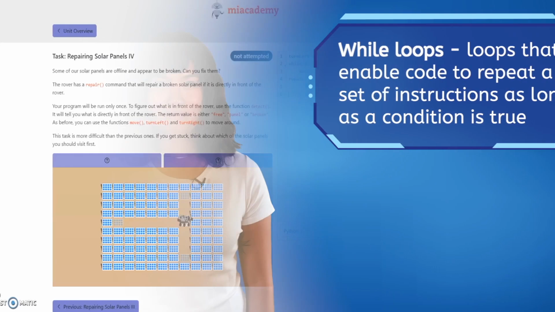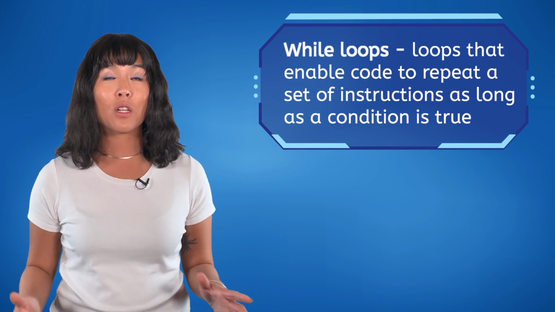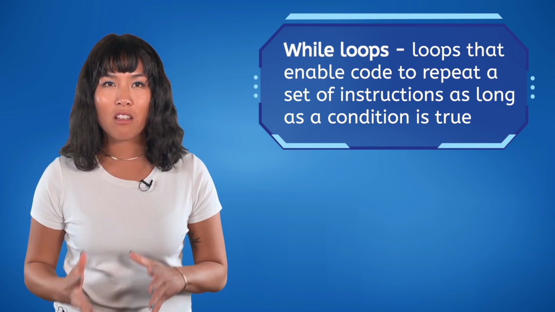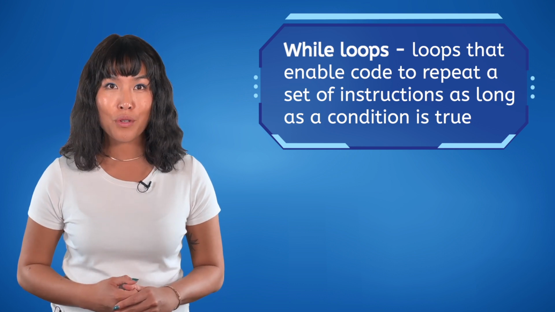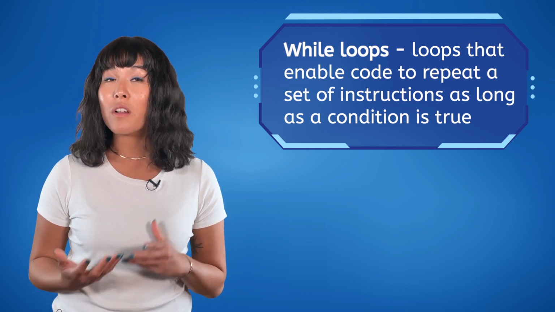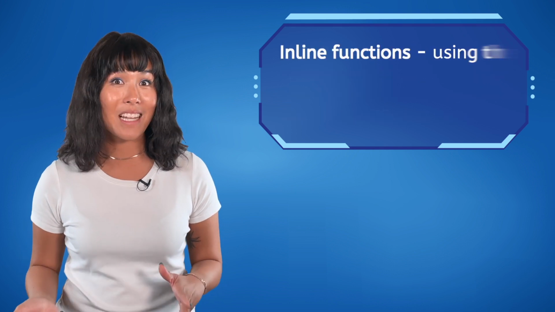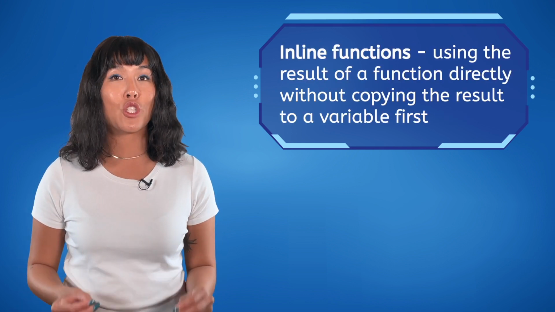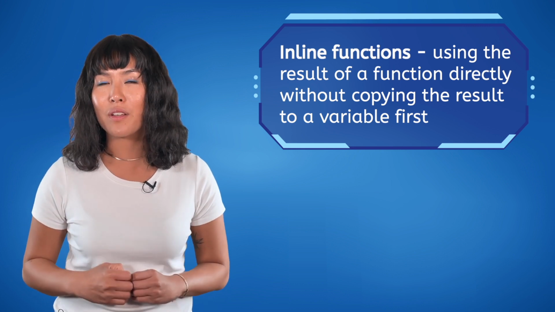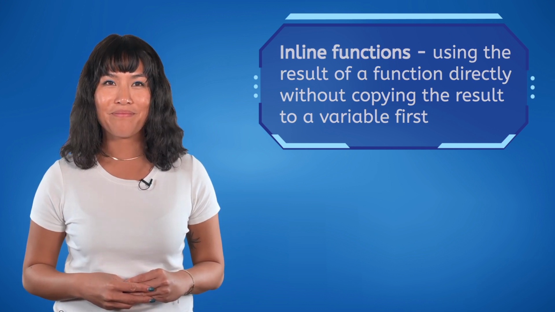We began our journey today with a look into while loops. These loops serve as powerful tools that enable our code to repeat a set of instructions as long as a specific condition holds true. By using while loops, we can automate tasks, making our code more efficient and adaptable to various scenarios. Next, we saw how inline functions allow us to encapsulate a specific task or computation within a single line of code, enhancing code readability and maintainability.